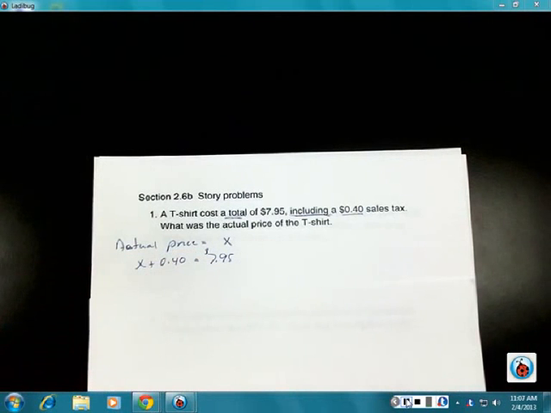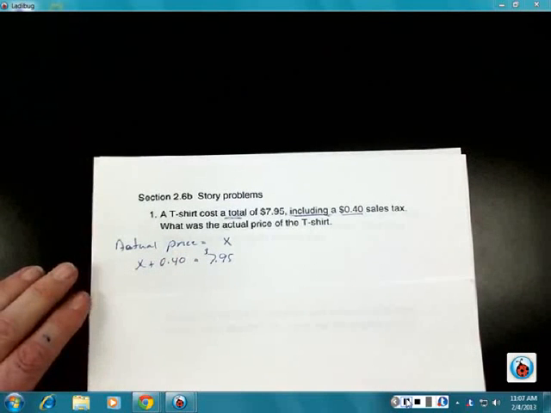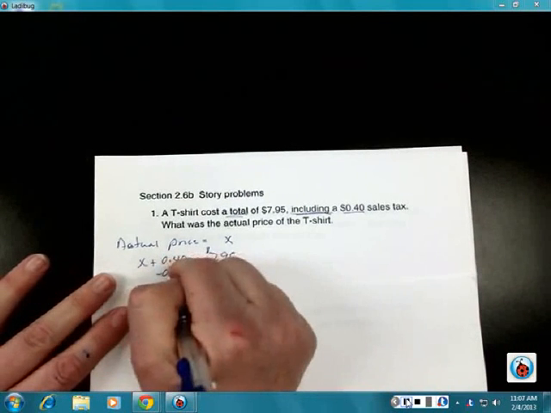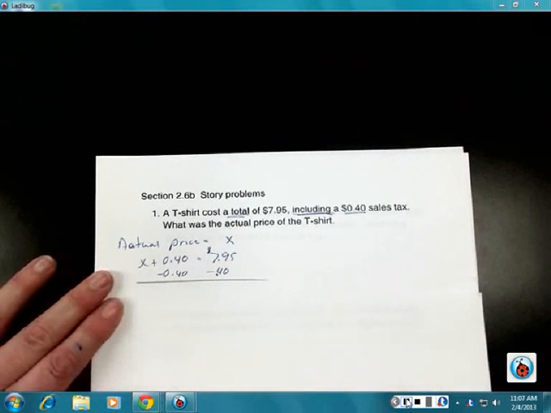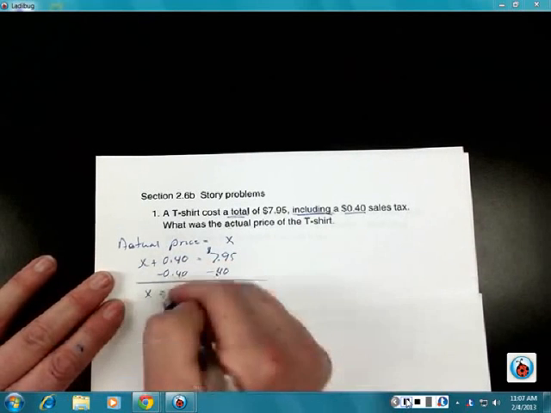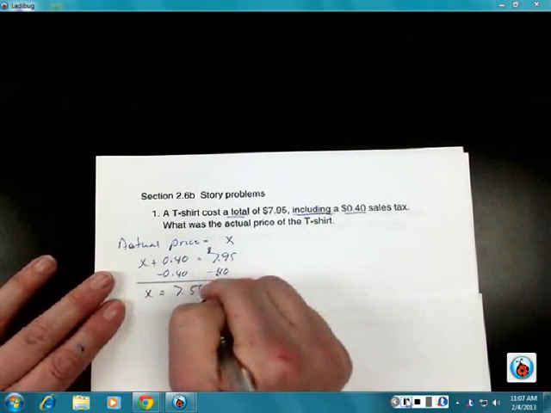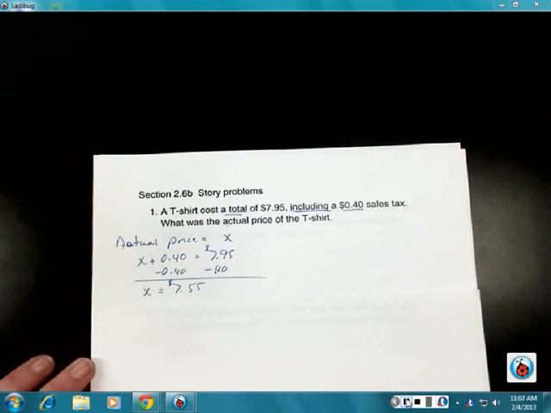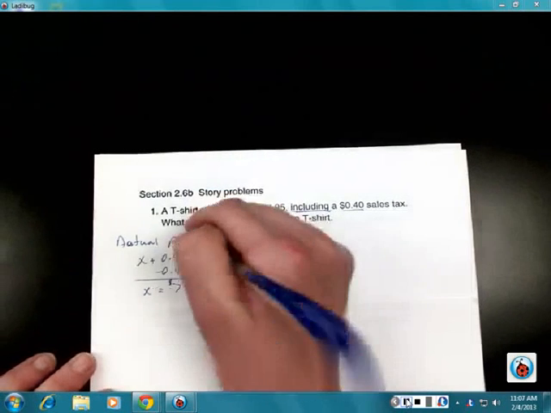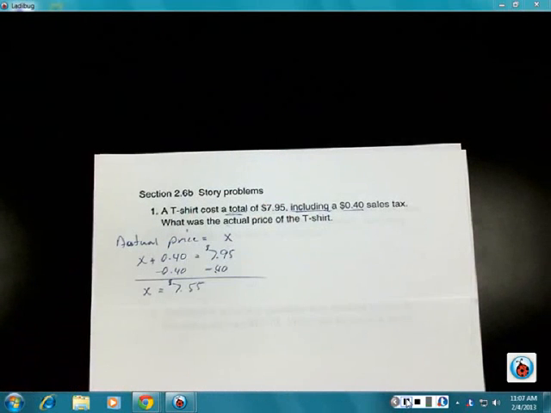So what is the value of my t-shirt? I'm going to subtract the 40 cents, and I find out that X is equal to $7.55. So that's what my t-shirt costs. We okay with that one? That one's a pretty simple one. Once you get it set up, it's fine. Always with story problems, it's the setup that's the problem.